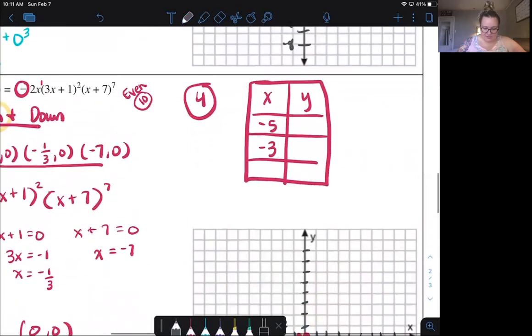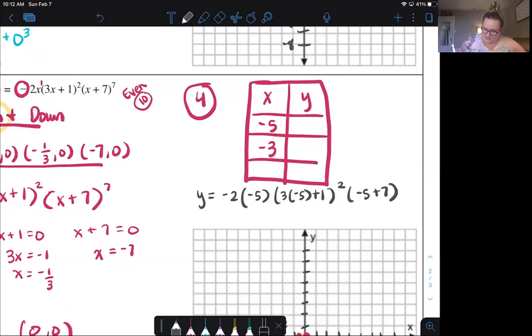So we're going to take our equation. I did not leave myself any room. y is equal to -2 times (-5) times (3 times -5 plus 1) squared times (-5 plus 7) to the 7th.